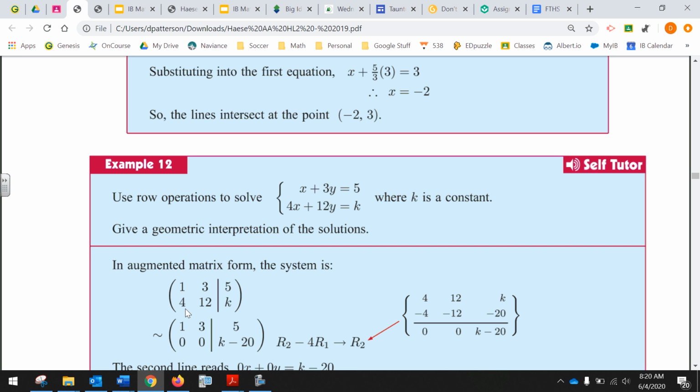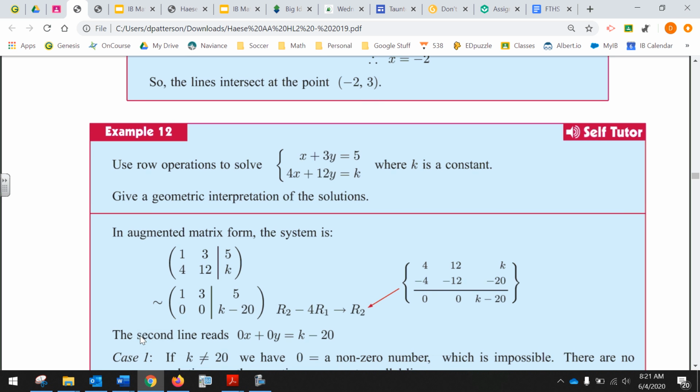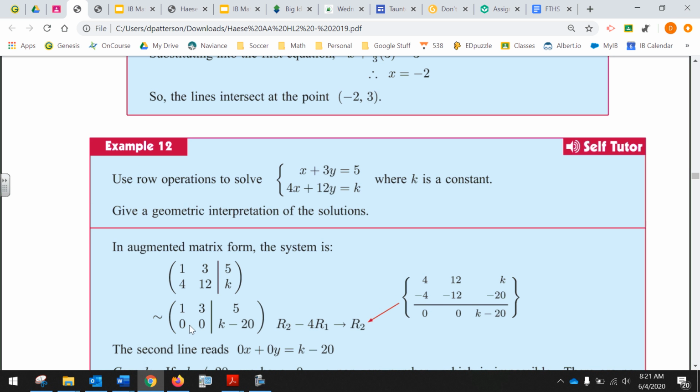In row 2, however, I have 4, 12, k. How am I going to get this 4 to become a 0? Well, if I did R2 minus 4 times R1, that's 4 minus 4. That gives me 0. But when I end up doing that, I end up getting 0 in this second location here as well, row 2, column 2. So the goal was to get a 1 there. It didn't happen. What that tells me is that this is a special situation. What I end up having is 0x plus 0y equals k minus 20.